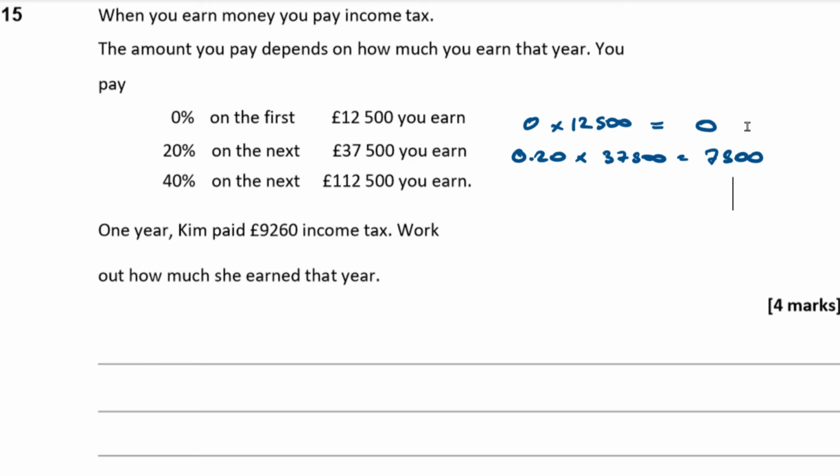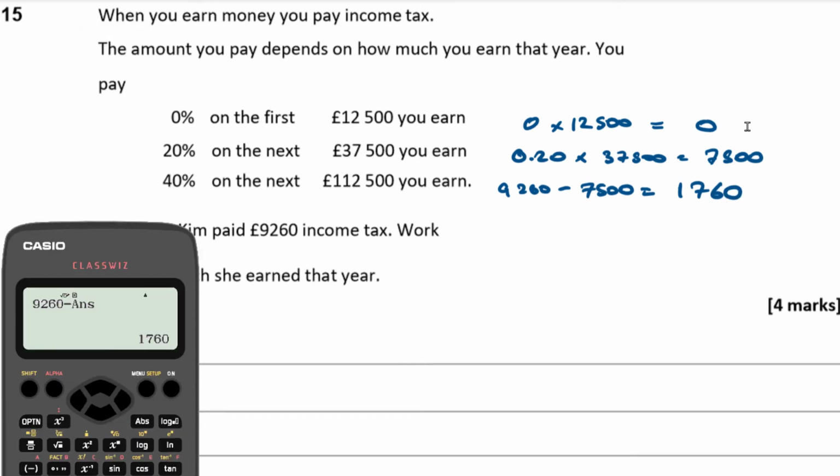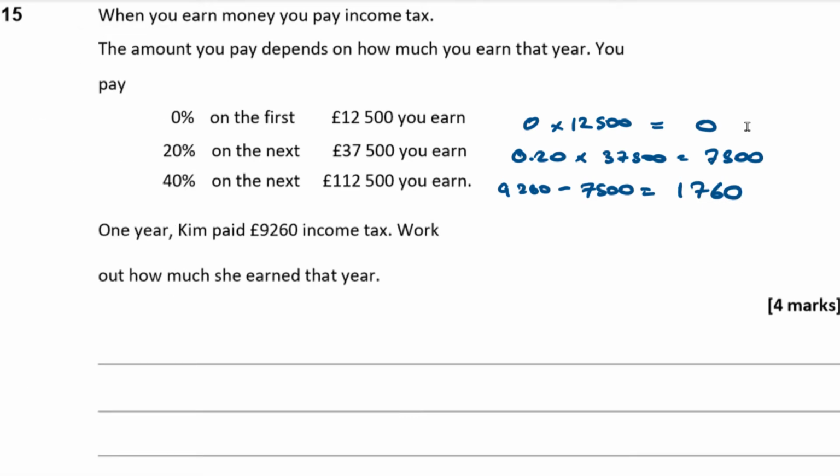So if she's paid 9,260 altogether and 7,500 of that was in the middle band, then she must have paid 9,260 minus 7,500 in that higher rate. 9,260 subtract 7,500. So that means she paid £1,760 at that top rate of tax. And if she paid 40%, and that was 1,760, then how much did she actually pay tax on?